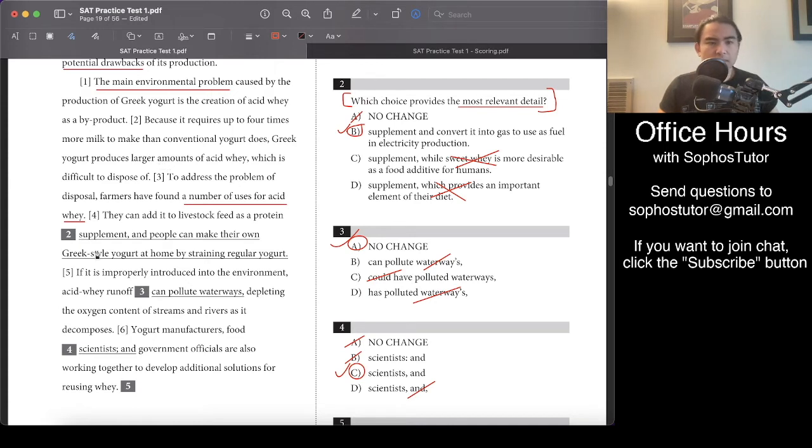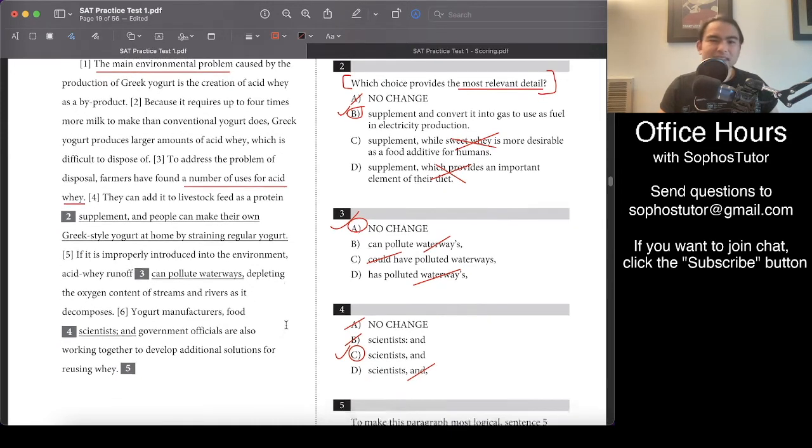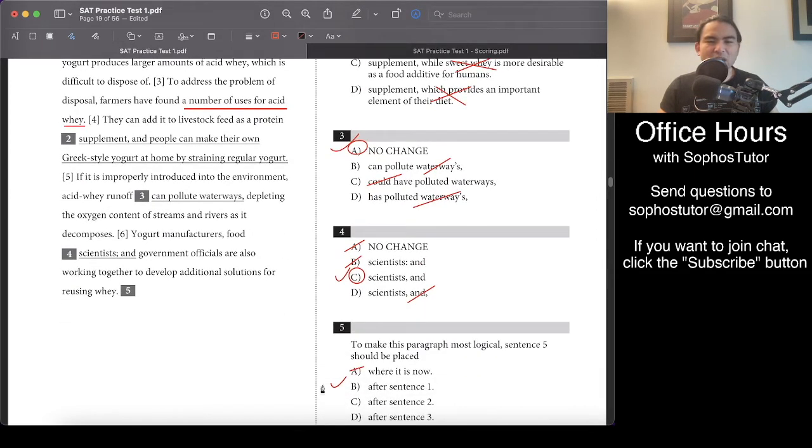Now, how does sentence 3 feel after sentence 5? To address the problem of disposal, farmers have found a number of uses of acid whey. That doesn't seem too bad either. Because now we are really clear about what that problem is to disposal. So I think it's marginally better. I think it's just enough. If I have to edge out, I would edge out C above B. So I'm going to cross out B. I'm going to give the new soft yes mantle to C.